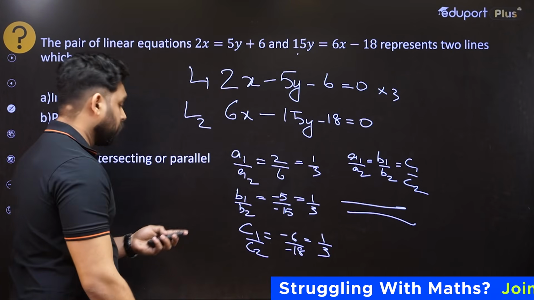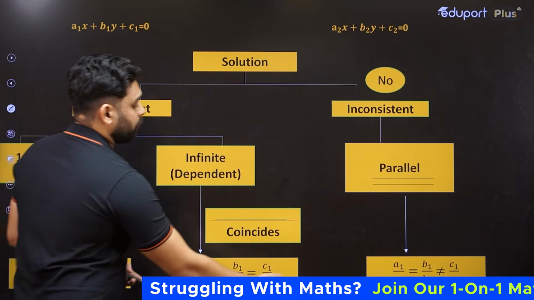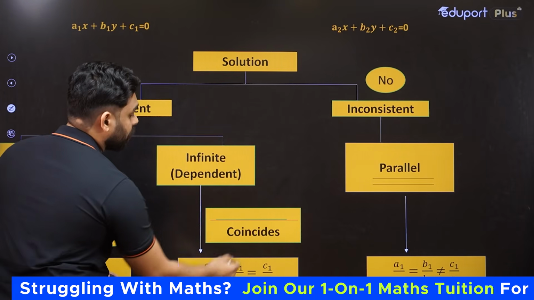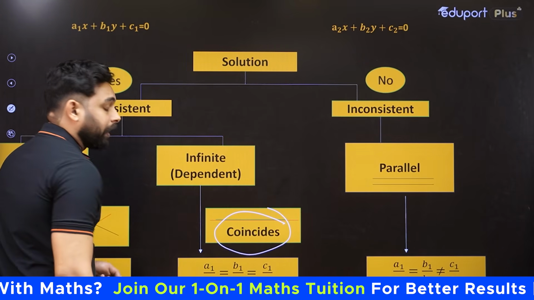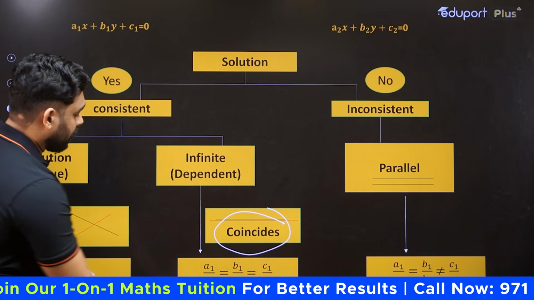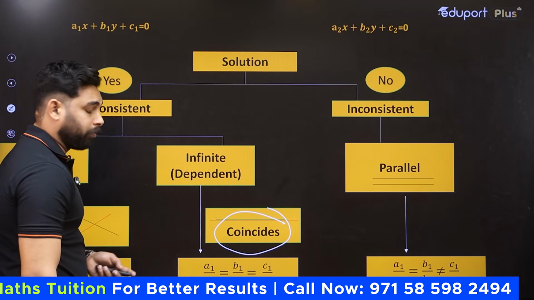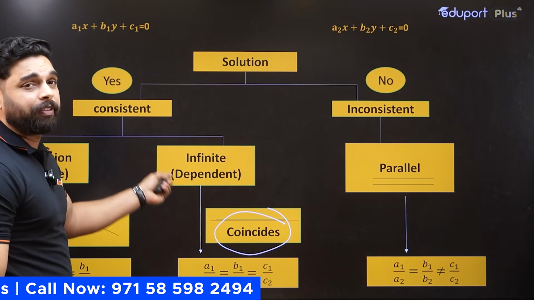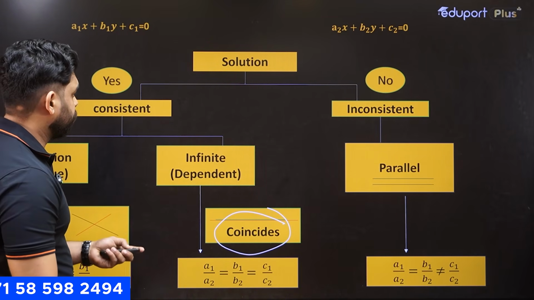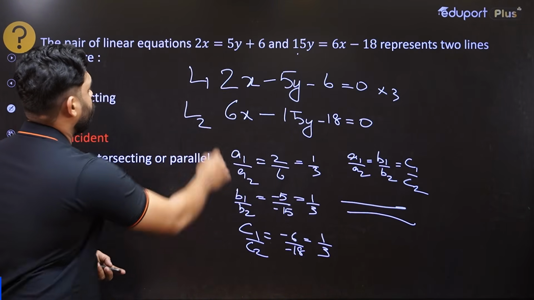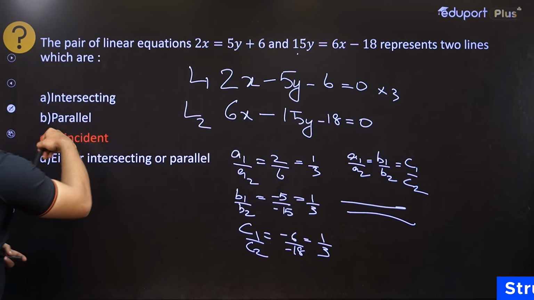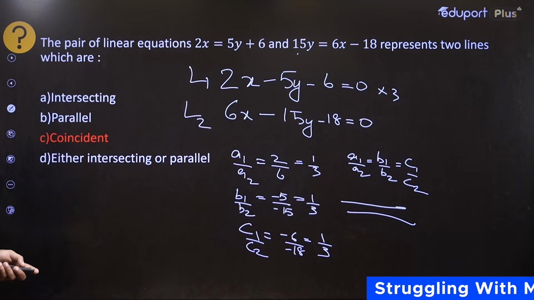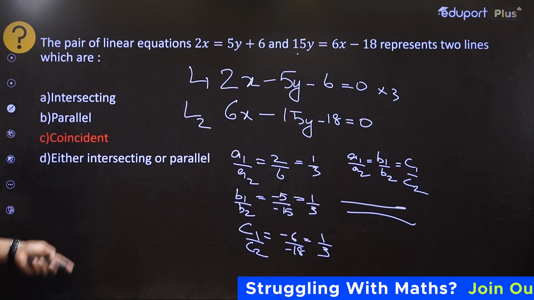Parallel lines? Here we learned not parallel lines, they coincide, because A1 by A2 is equal to B1 by B2 is equal to C1 by C2. They will have infinitely many solutions. So these lines will have infinitely many solutions because they coincide.